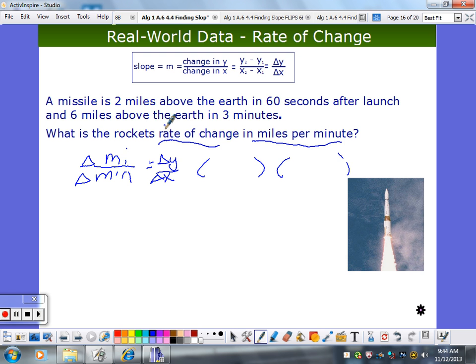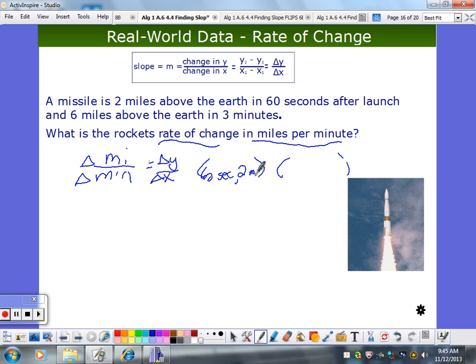So let's see, here's one set of numbers: 2 miles in 60 seconds, and 6 miles in 3 minutes. Now my question is, 2 and 60 go together, but which is the input and which is the output? Who's the x and who's the y? What do you think? Time is always the input. I'm putting units here. 60 seconds for 2 miles.